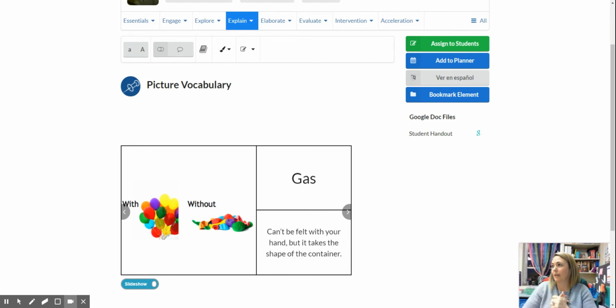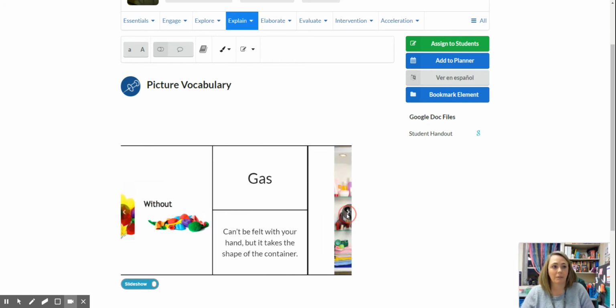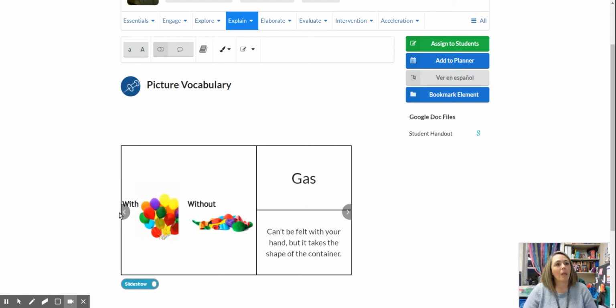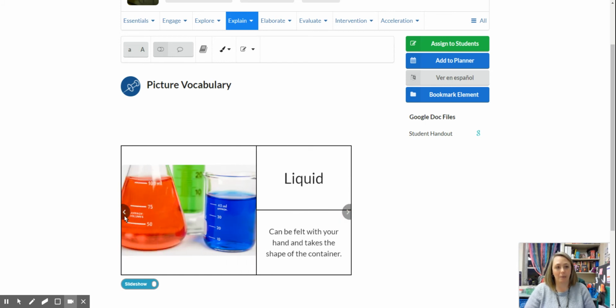If we close the classroom door, there's still air in this room. It's just now the air is contained in these four walls. Therefore, it makes a big, giant square. So air, let's recap, cannot be felt by your hands, but it does take the shape of its container. Excuse me, wrong way. Liquid can be felt with your hands, and it takes the shape of its container.